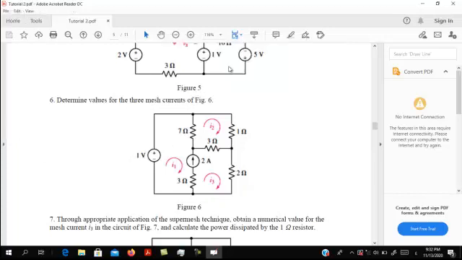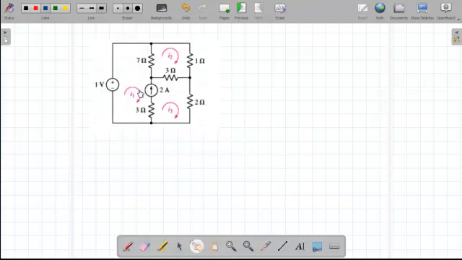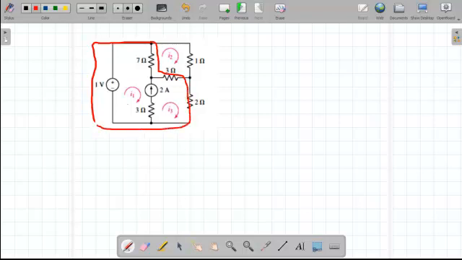But what we have here in the circuit is a current source between mesh 1 and mesh 3. So we need to form a super mesh between mesh 1 and mesh 3. Then we write 1 equation for the super mesh, 1 for mesh 2, and 1 from the current source.